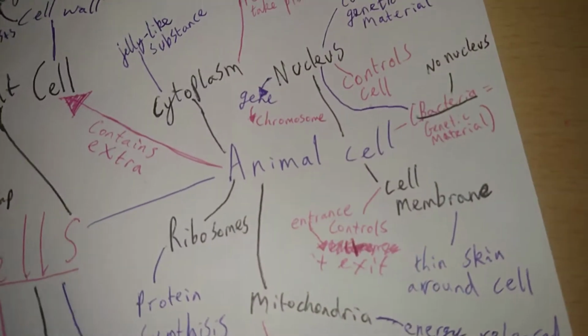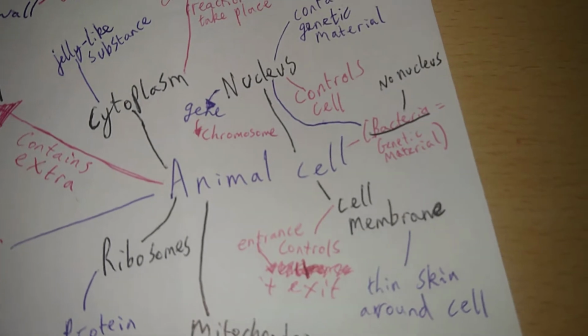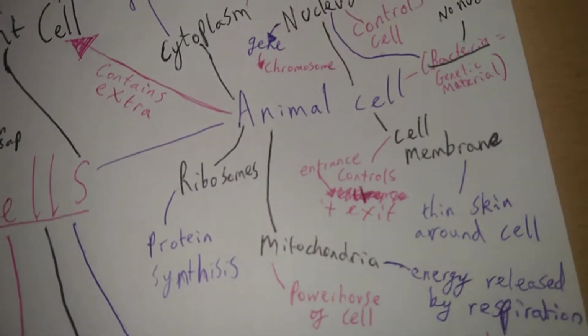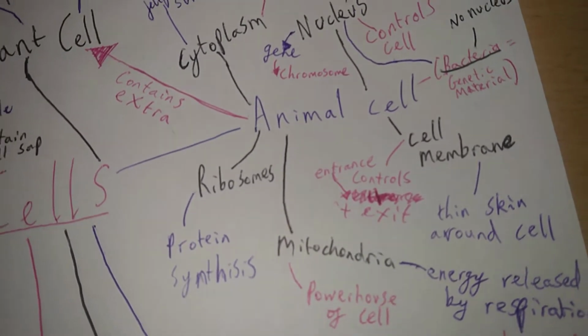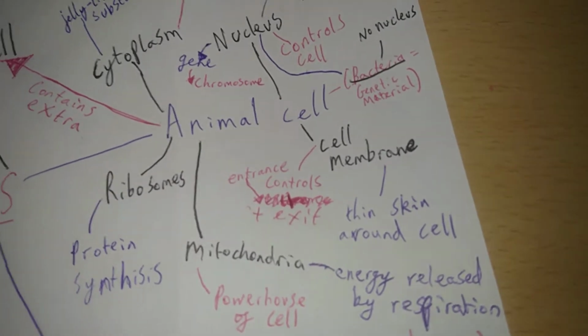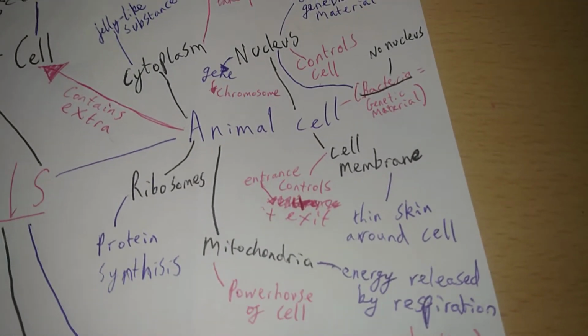So the first type of cell is the animal cell. Its main parts are around here. It contains ribosomes, which it uses for protein synthesis. The mitochondria are known as the powerhouse of the cell, and they allow energy to be released by respiration.